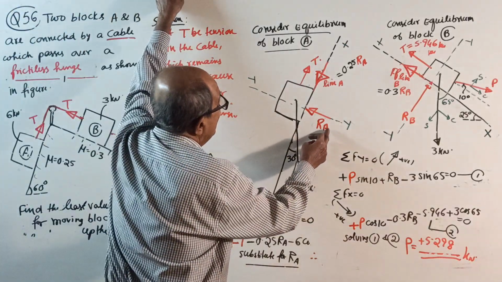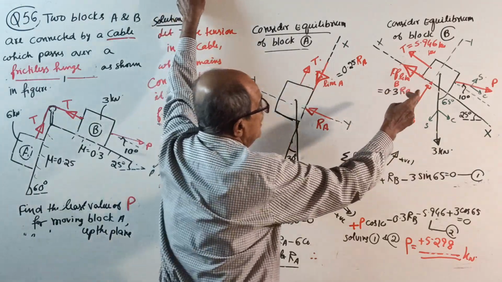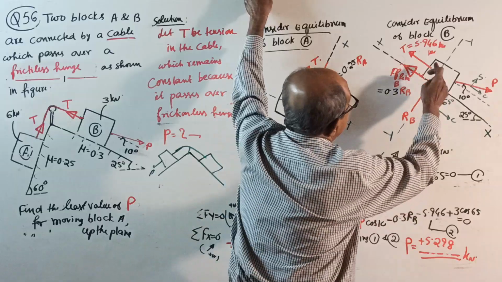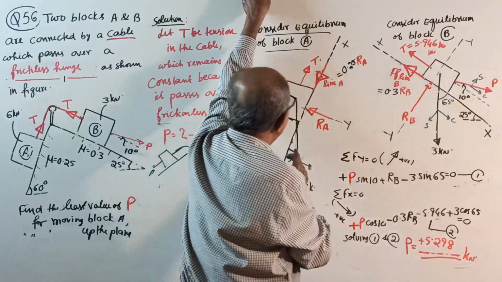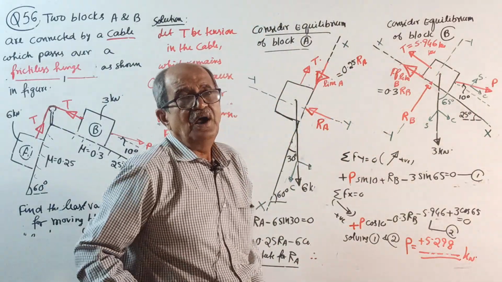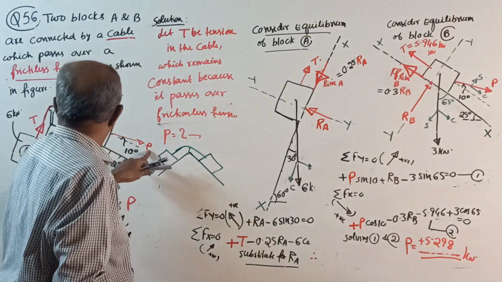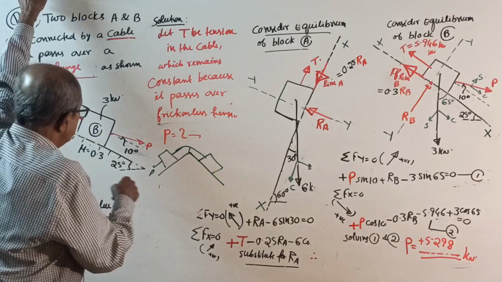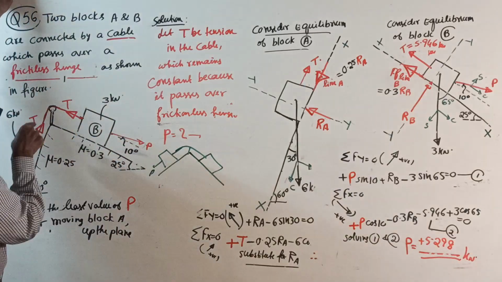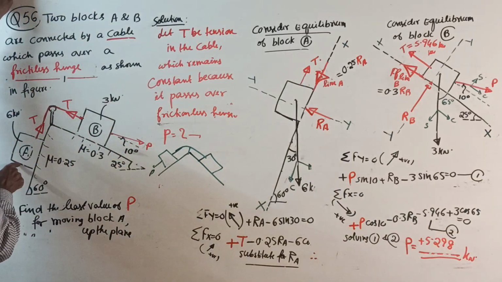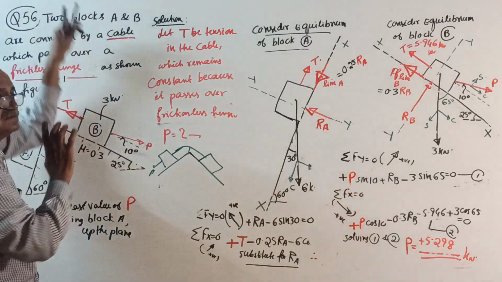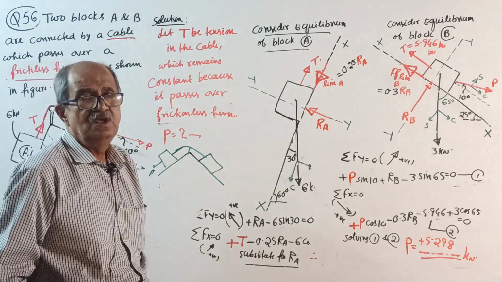Unknowns are what? RA and T. That block unknown, RB, T and P. That's why first block A. Or your unknown is P here means that, see, if they want some unknown here, you consider this block first. If the unknown is here, consider that block first. Okay, this is all told.